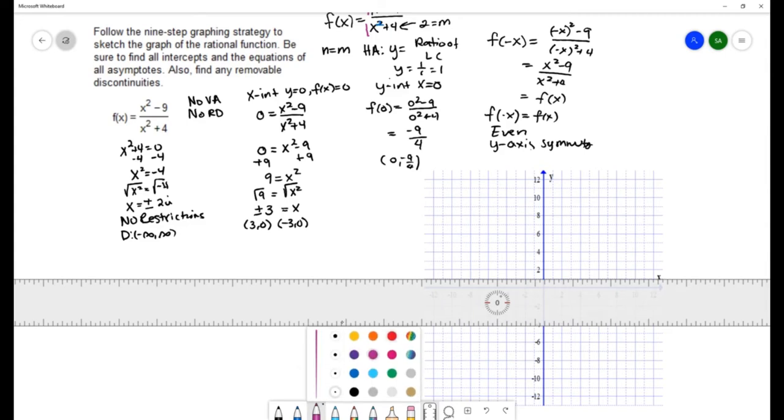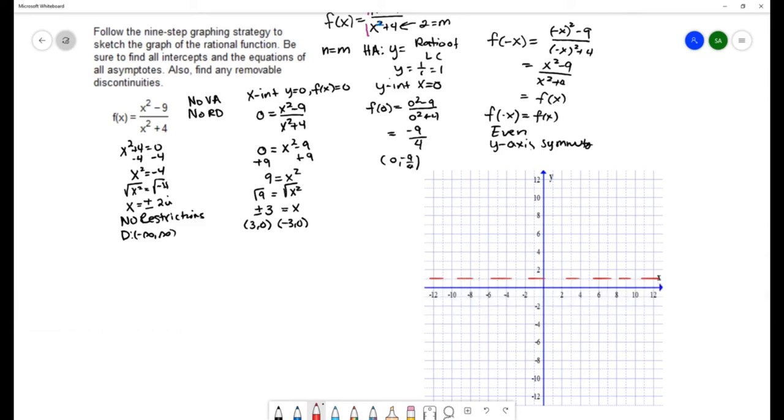Let's use red for the horizontal asymptote. I've also found some other details, which are the x-intercepts at (3, 0) and (-3, 0), and also a y-intercept at -9/4. 9/4 is just a little bit more than 2, so it'll be about right here.